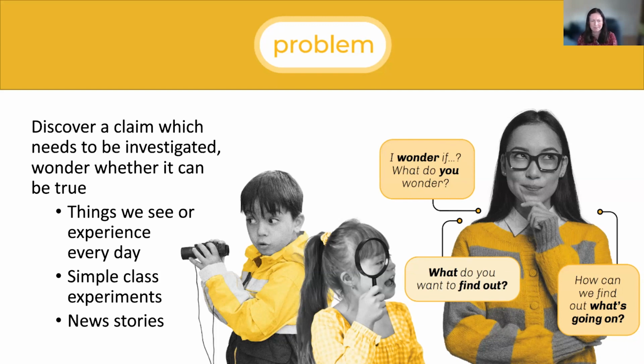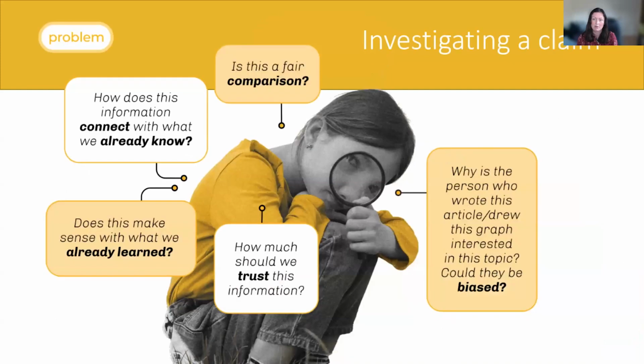This kind of thing. And it sometimes happens that instead of the learners coming up with a question off the cuff, they might have a claim that they see in a video or a newspaper or online, and they're not sure whether it's true or not. And here you can get them to bring in their detective skills to think about, well, how much should we trust this information? And does it fit with things we already know? And would that be a fair comparison, or could there be bias here?